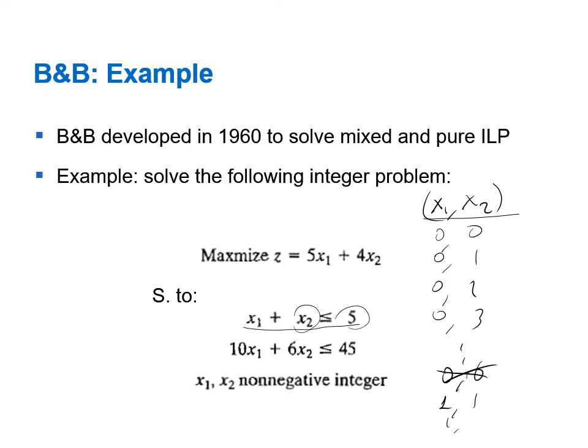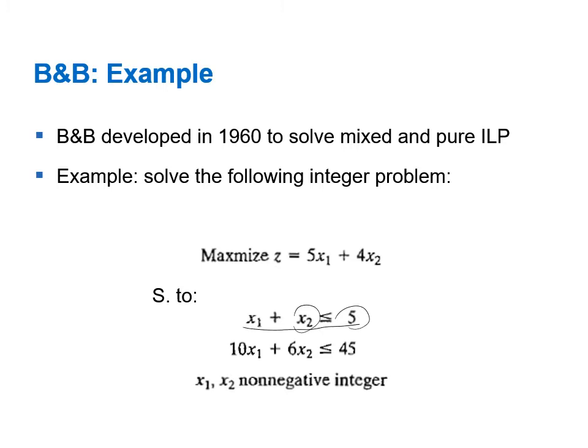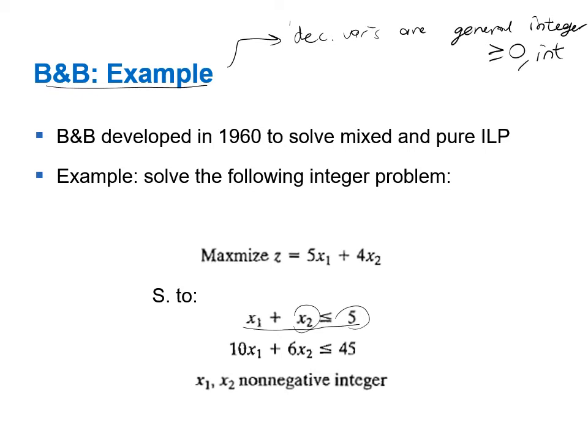Okay? But still there are many combinations, and it's not as straightforward as the binary case when x1 and x2 are general integers. Actually, we will discuss the branch and bound algorithm for 2 different cases. We will consider first the case where decision variables are general integers. When I say general integers, I am saying that they are greater than or equal to 0 and integer. So we will consider the branch and bound algorithm for this case. Later we will learn how we can use the branch and bound algorithm when the decision variables are binary. So the main idea will be the same, but there will be some slight differences between them. Now let's concentrate on this one.